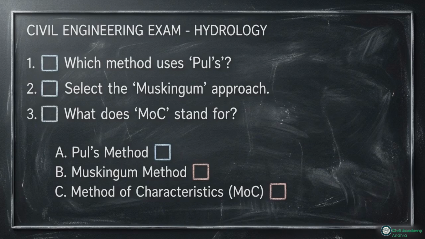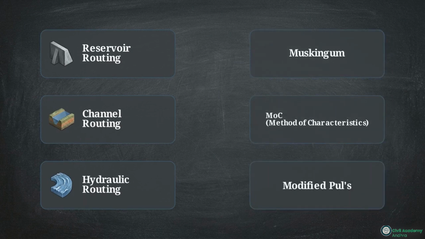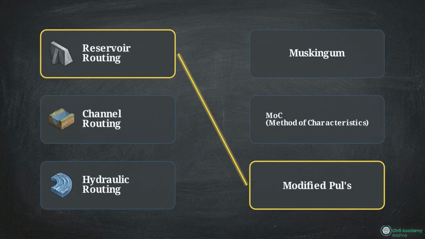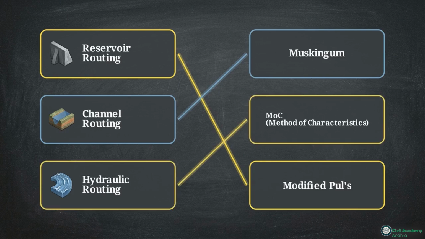Let's lock in that terminology with a rapid-fire matching test, mirroring the exact structure of an AEE exam. Look at these two columns. Map reservoir routing, channel routing, and hydraulic routing to their correct operational methods. Reservoir routing connects to the modified Puls method. Channel routing connects to the Muskingum method. And hydraulic routing demands the method of characteristics.